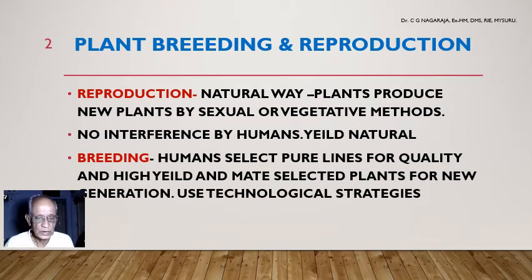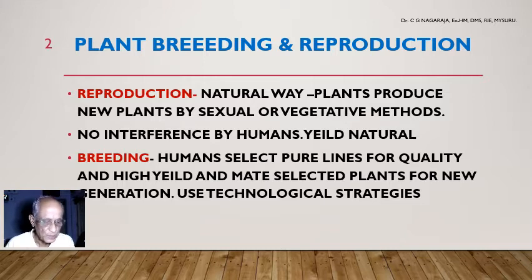Okay, we shall now try to differentiate between two very similar words. One is called reproduction, the other is called breeding. Reproduction is a natural way in which plants produce new plants, either by sexual methods, that is involving the pollen grains and the ova, or by vegetative methods where some part of the plant body can become a new plant. That is the most natural way of reproduction. And in this, normally human beings do not interfere with the yield.